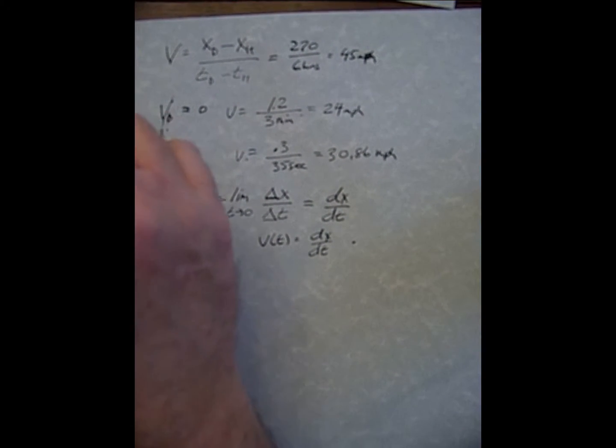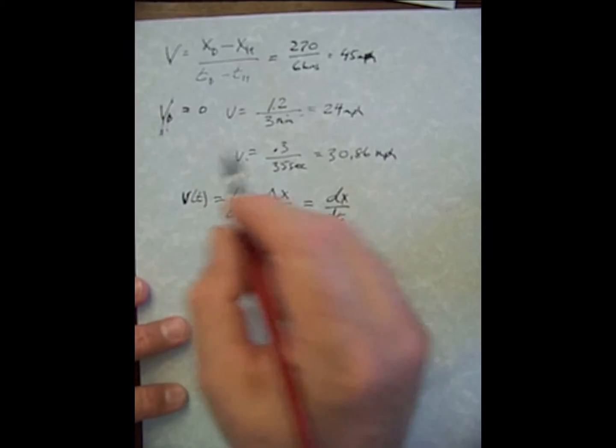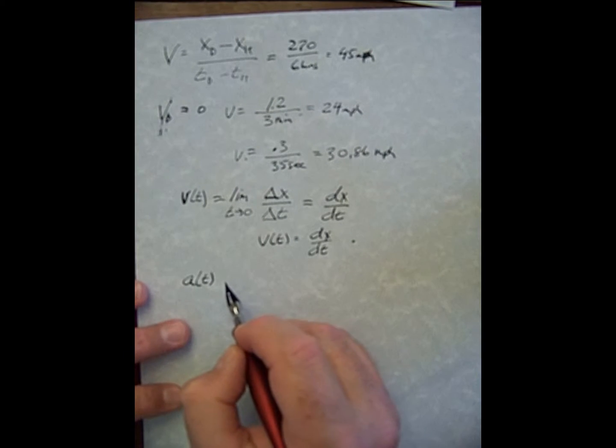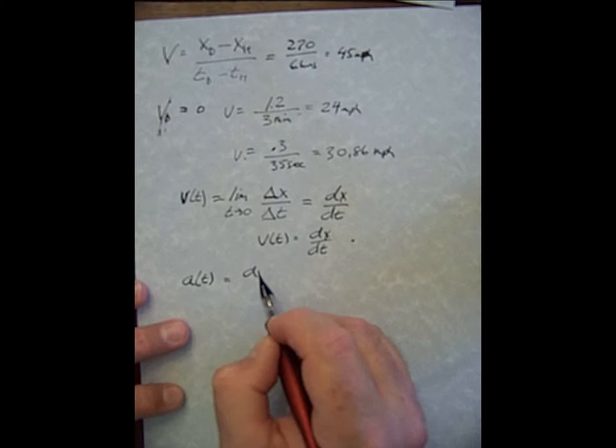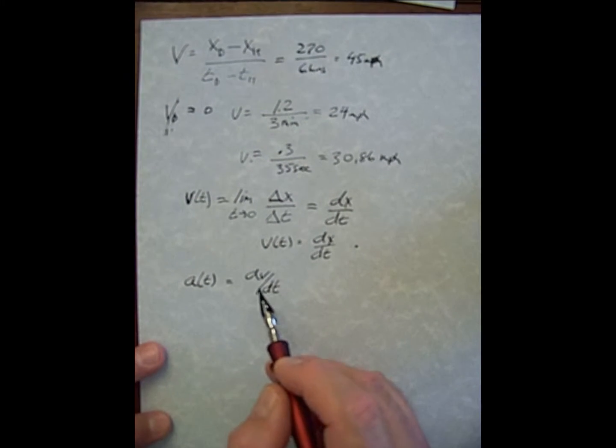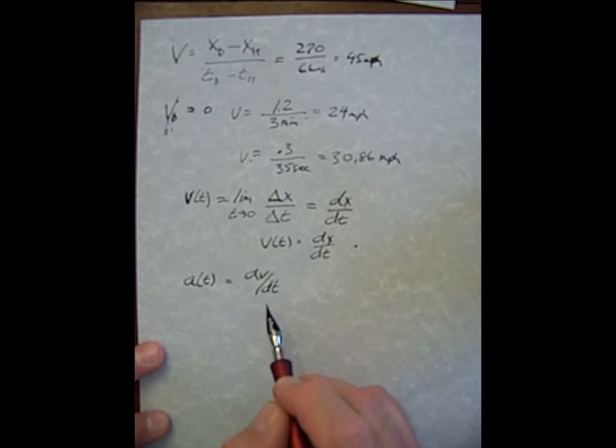And so in a similar kind of argument, we can say that acceleration, also a function of time, is equal to dv/dt, delta in velocity divided by delta in time.